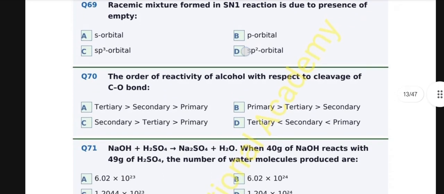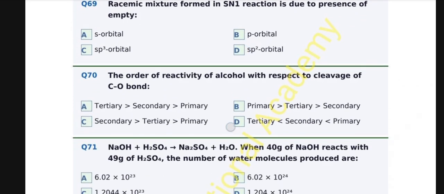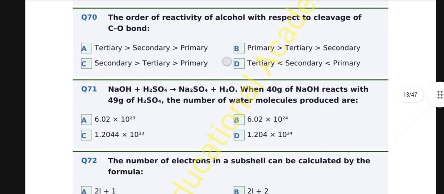Question number 70. The order of reactivity of alcohols with respect to cleavage of the C-O bond. So the correct option is A. Tertiary, secondary, and primary. Tertiary carbocations are most stable, so tertiary alcohols undergo C-O cleavage most readily. Order: tertiary, secondary, and primary.